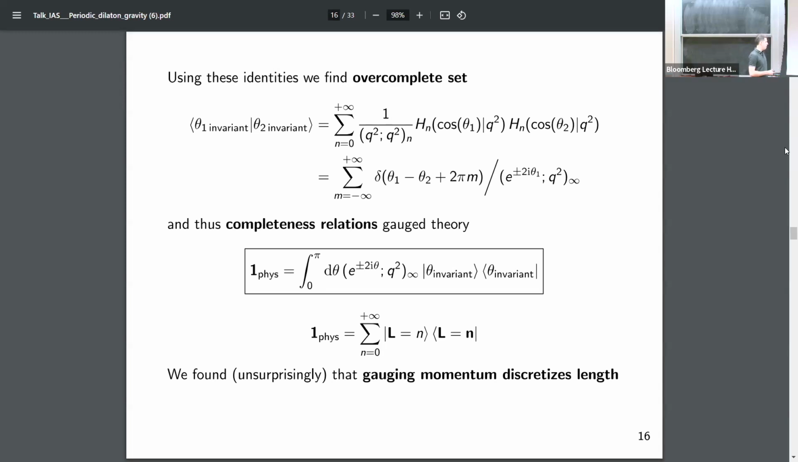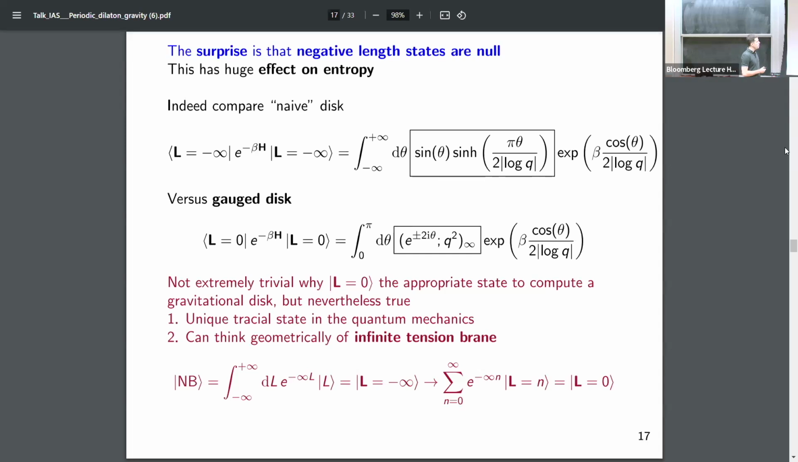Okay, and like I said, in the length basis, this becomes the physical identity. So we found, unsurprisingly, that gauging the momentum discretizes the length, but surprisingly, negative length states are null, so they don't exist. And this has a huge effect on the entropy.